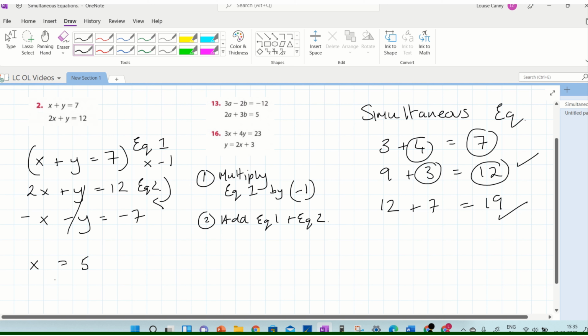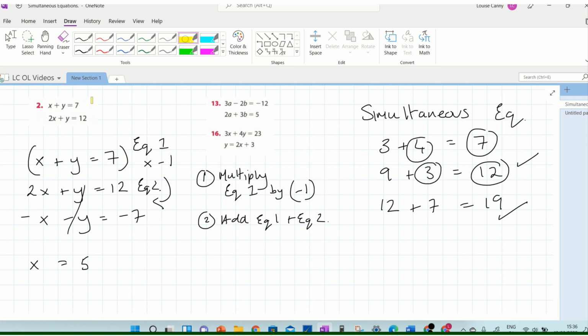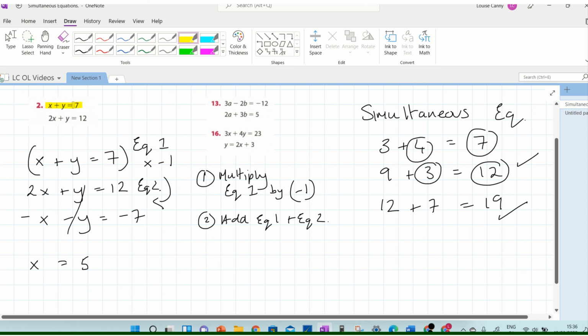Okay, so once you have a value for x, you go back into one of your original equations. So I'm going to go back into this one, and I'm going to substitute in my value for x. So I'm just going to say then x is equal to 5, so 5 plus y is equal to 7. So then I can easily see that y is equal to 2.